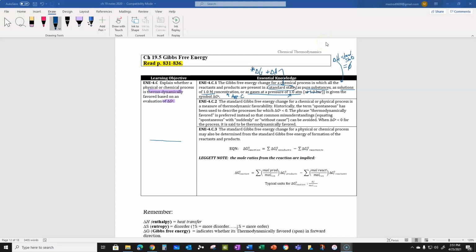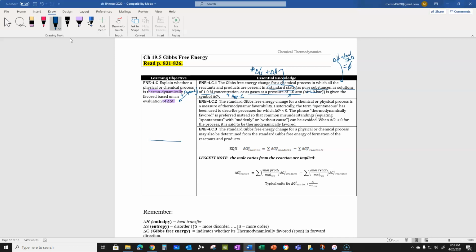All right, welcome AP. We got 19.5, a beautiful letter called capital G, Gibbs free energy. I started to get a little ahead of myself before I hit the record button. This is the only letter that can tell us if it's thermodynamically favored, aka spontaneous. Not delta S, not delta H. Everyone always thinks that capital S has to do with spontaneous, and it's got nothing to do with it. So only delta G can tell us if it's thermodynamically favored or not.